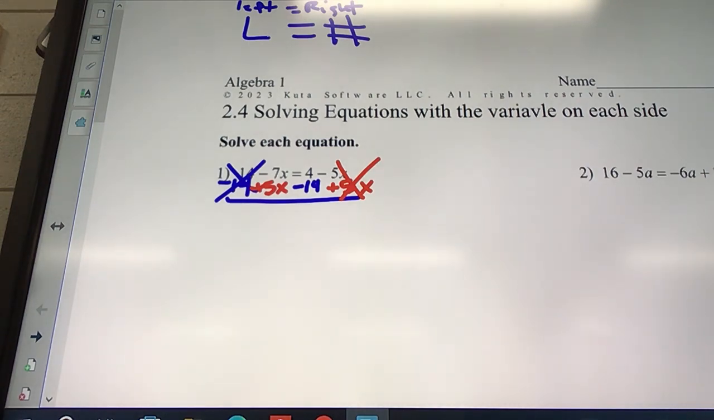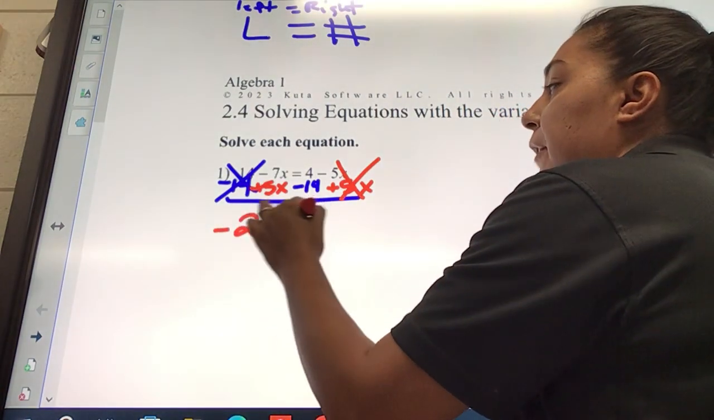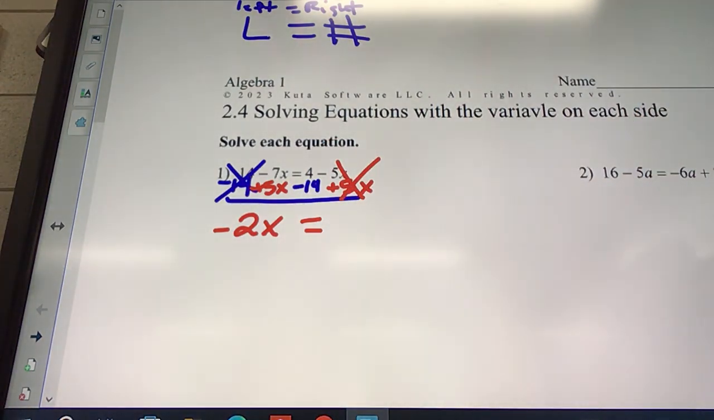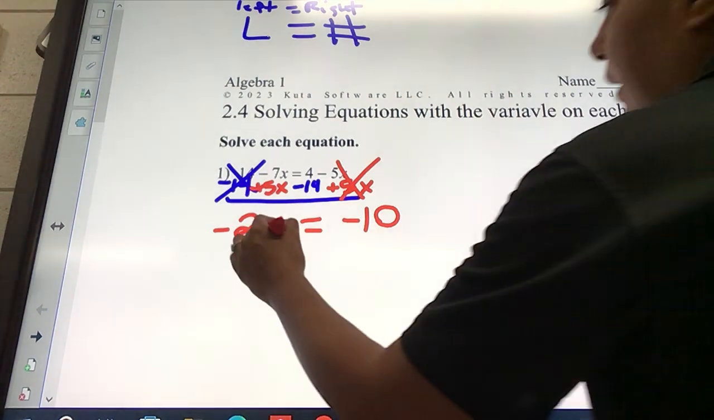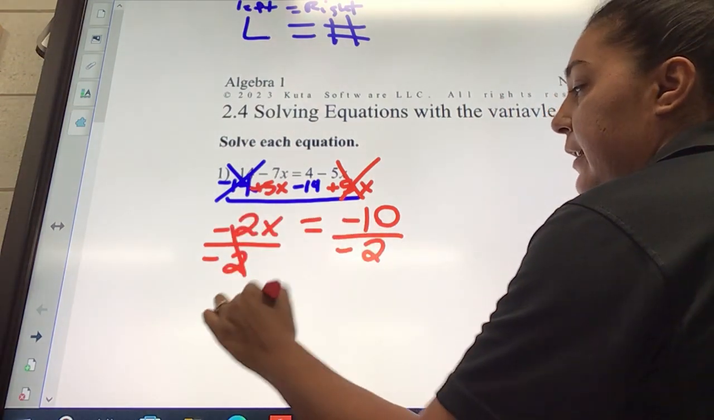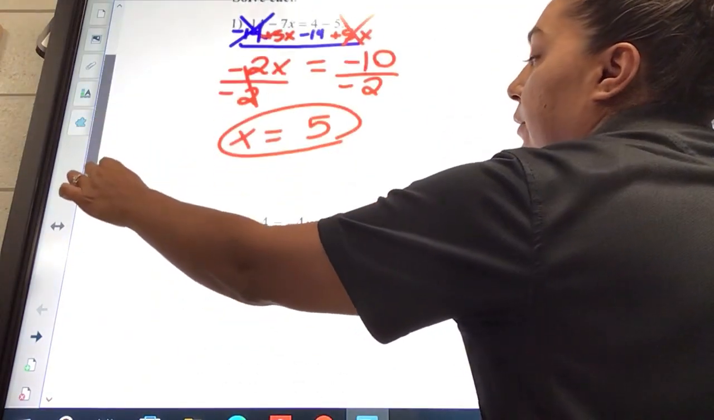Okay, what is negative 7 plus 5? Negative 2, so we're going to get a negative 2x on the left side, and then on this side I got a 4 minus 14. Negative 10. Okay, and now this is a much simpler equation, and our last step is going to be to do what? Divide by negative 2. And so I get x equals 5. Okay, negative 10 divided by negative 2 is 5.